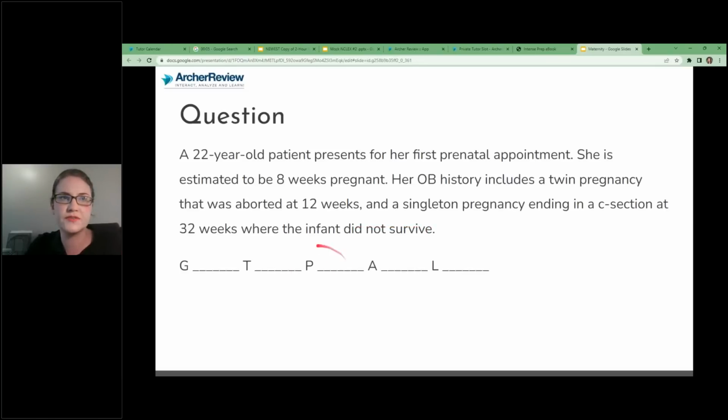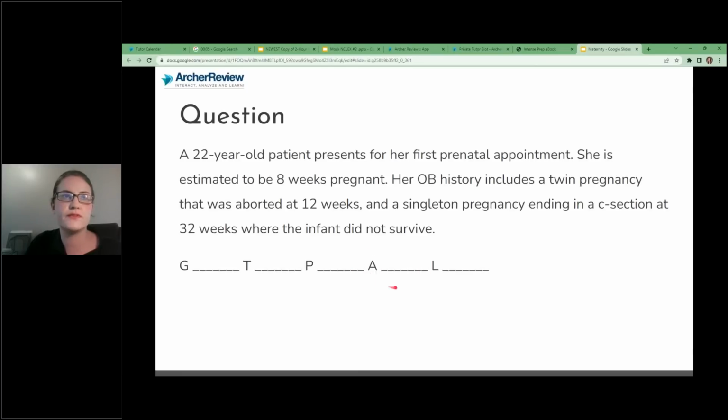Okay, how many preterm deliveries did we have? What's the P? What number do we give the P? How many pregnancies ended between 20 weeks and just before 37 weeks? Good job, Ugo. Maria, yep. Good. A P of 1. We have one pregnancy here that did not survive. The infant did not survive, but they were delivered via C-section at 32 weeks. So it was a preterm delivery.